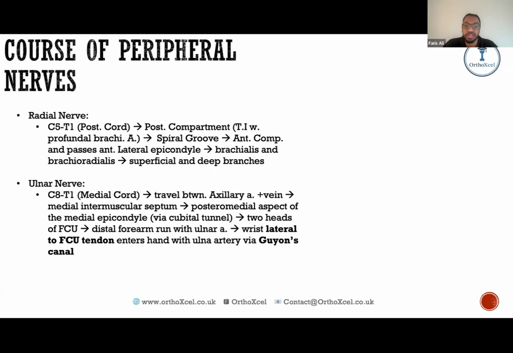The superficial radial nerve, you can say that it lies on the lateral side of the radial artery beneath the brachioradialis in the forearm. And its terminal branches then pass superficial to the tendons of the anatomical snuff box to supply the dorsum of the hand.